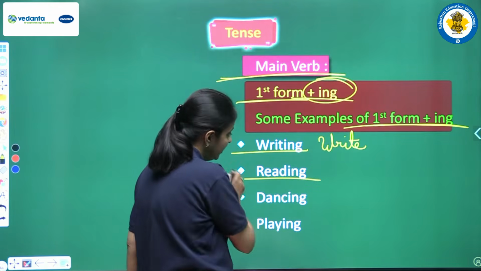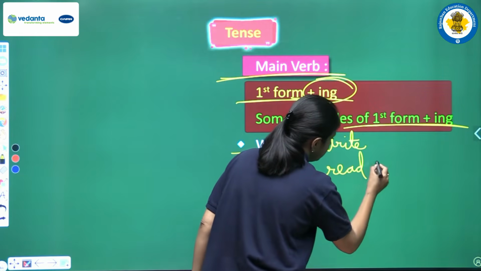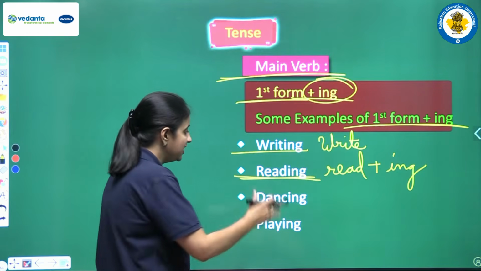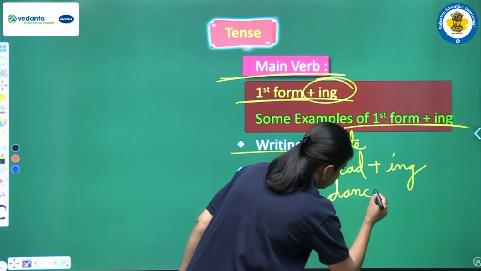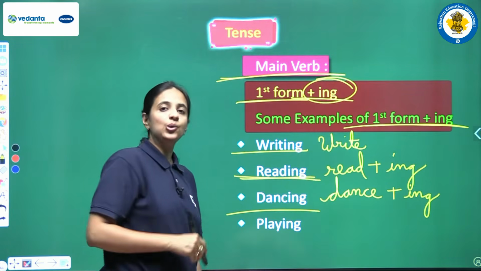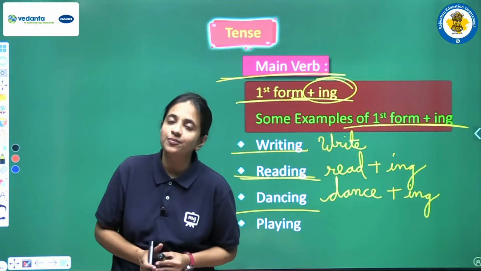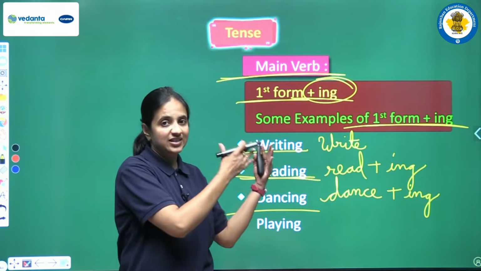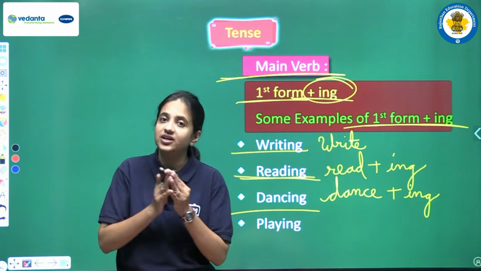Second, we have reading. So here the first verb is read, और हमने उसमें ing ऐड कर दिया, so क्या हो गया? Reading. Clear? Next one is dancing. Again the verb was dance, और उसमें हमने again ing add किया, so now we have a new word, that is dancing. Next is playing. The first form is play and we add ing, so now we have playing, right? So in this way we have to add ing at the end of the main verb's first form.